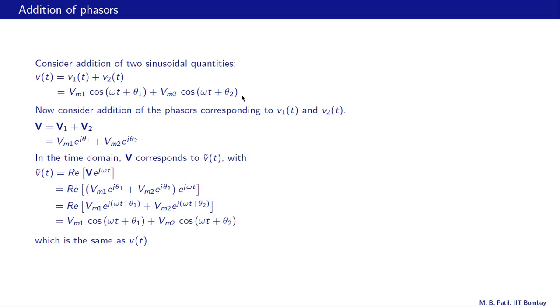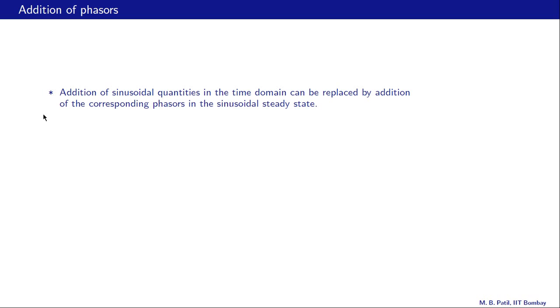Alright, now what is the conclusion? The conclusion is that if we have two sinusoidally varying quantities such as V1 of t and V2 of t here, we can obtain their sum by either directly adding them, or we can add the corresponding phasors like here, and then from the resulting phasor V here we can obtain the time domain quantity like that. So from the last slide we can say that addition of sinusoidal quantities in the time domain can be replaced by addition of the corresponding phasors in the sinusoidal steady state.